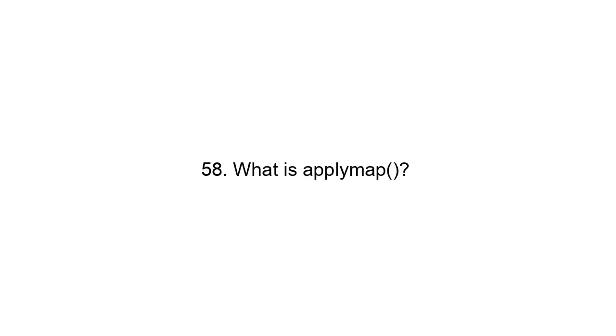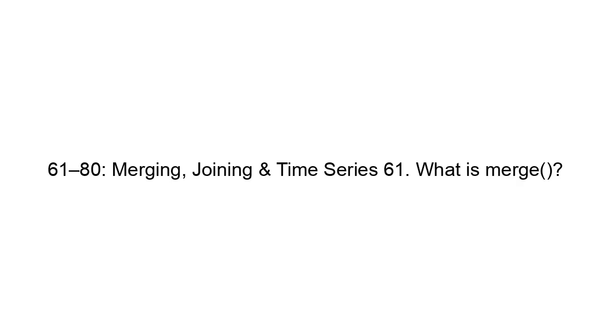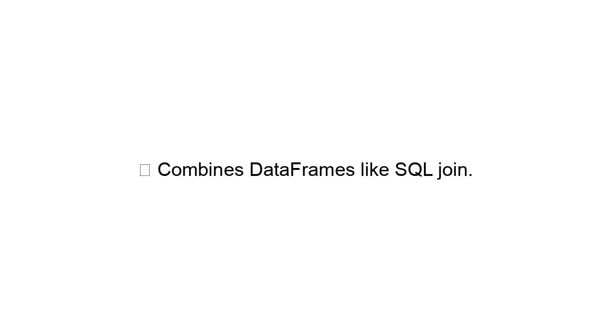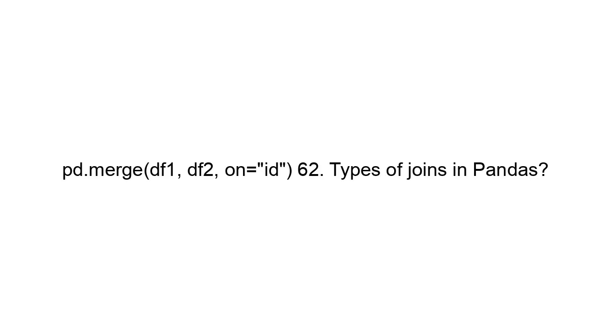58. What is applymap? Applies function element-wise. 59. What is transform? Returns transformed grouped values. 60. What is pipe? Chains custom functions cleanly. 61 to 80. Merging, joining, and time series. 61. What is merge? Combines DataFrames like SQL join. Example. pd.merge(df1, df2, on='id').